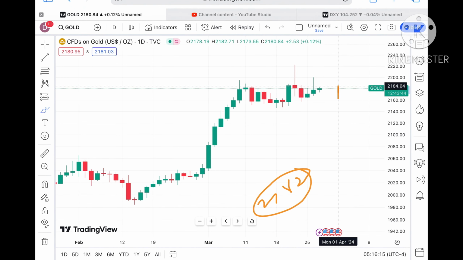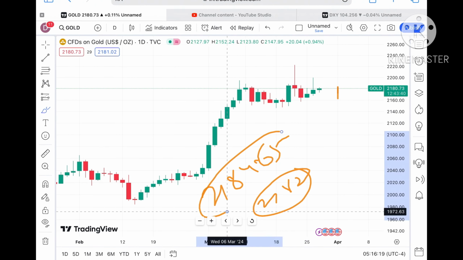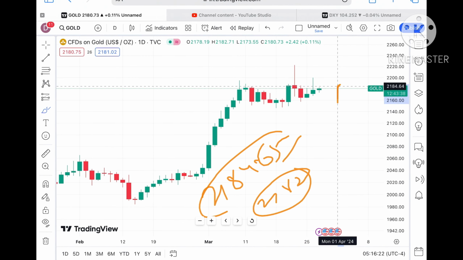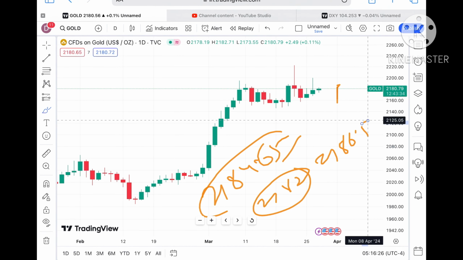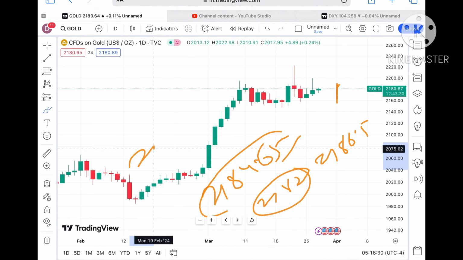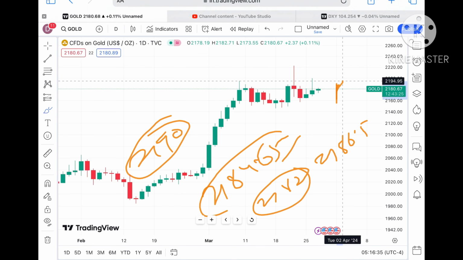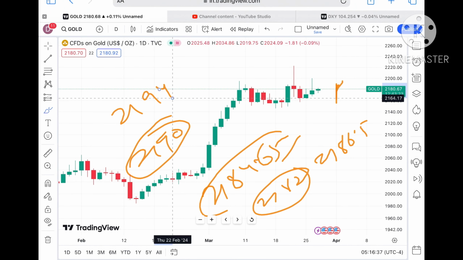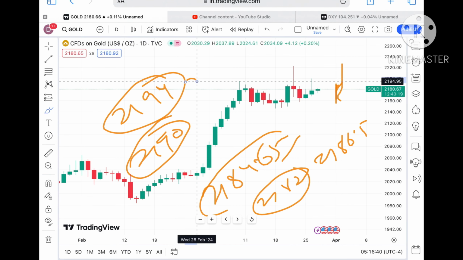Suppose if the price sustains, it will go towards a level of 2182. If the price sustains this level, then a further upside we can see towards a level of 2184.65. Suppose if the price sustains above a level of 2184.65, above that level a further high we can see towards a level of 2186.57, and if the price sustains above that level, a further high we can see towards 2190. See, suppose if the price sustains above 2190, a further upside we can see towards a level of 2194.